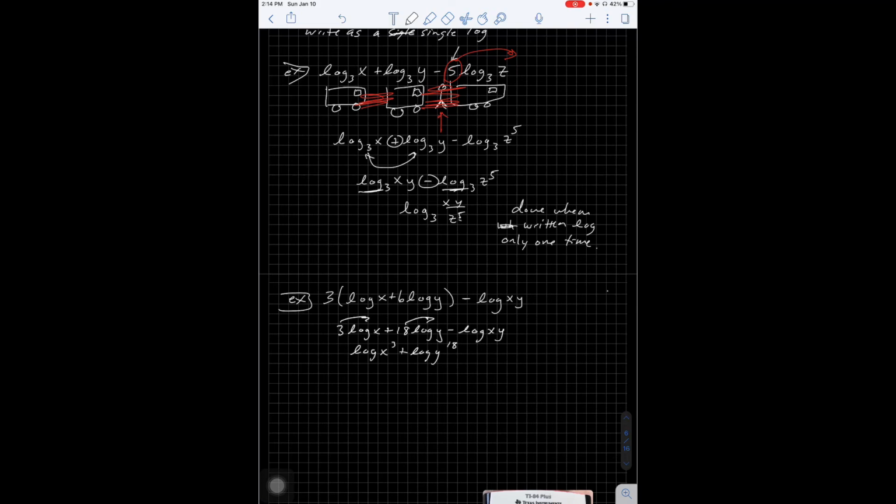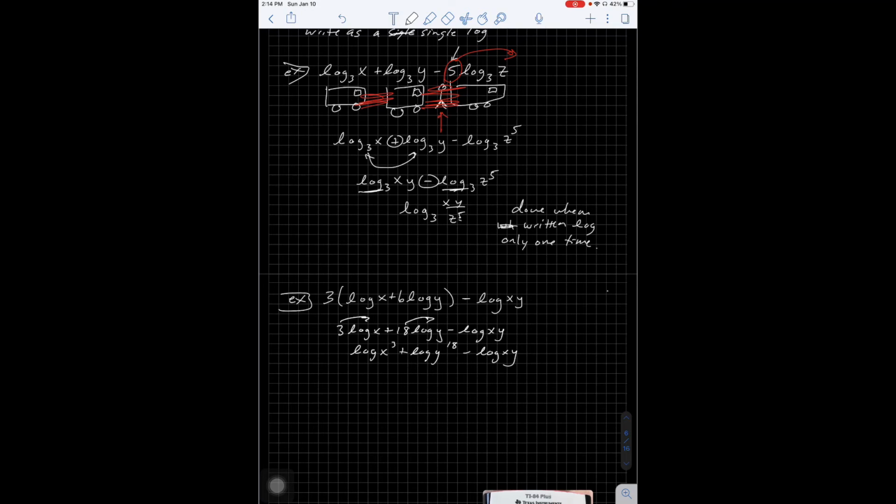Quick question while we're doing this. What's the base on this log? It's a great question, huh? You would be right if you said 10. When I don't write a base, that means it's base 10.